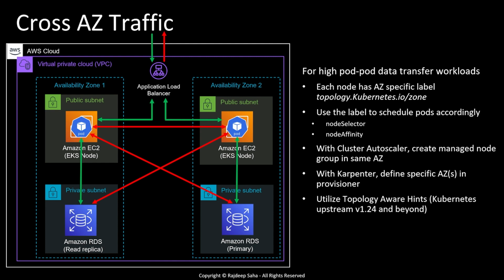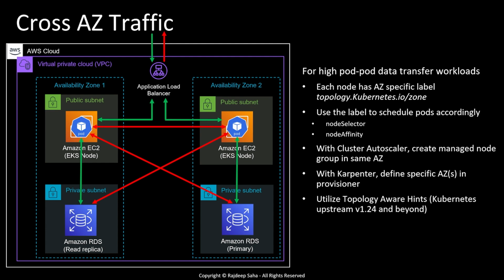Now with Cluster Autoscaler, you can create a managed node group in the same availability zone. So all the EC2s will come up in one AZ. That way, all the pods will be in the same AZ as well. With Karpenter, you can define specific availability zones in the provisioner itself. So all the EC2 nodes will come up in the specific AZ.